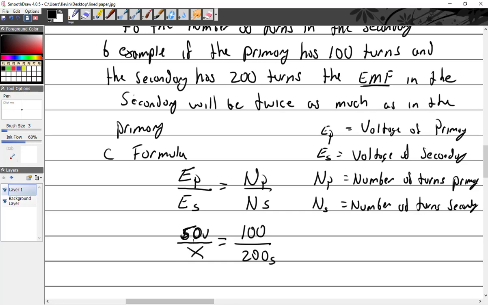We could also solve it the long way. 50 times 200 is 10,000, so 100x equals 10,000. Divide both sides by 100, the zeros cancel each other out, subtract 2 zeros, and x equals 100. X equals 100 volts.